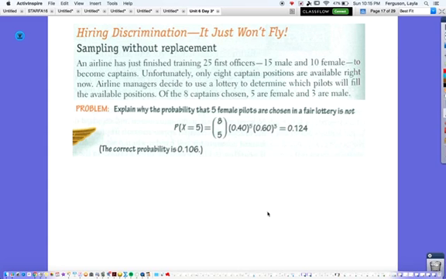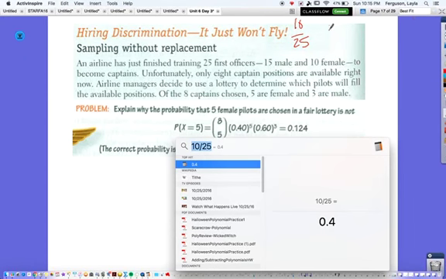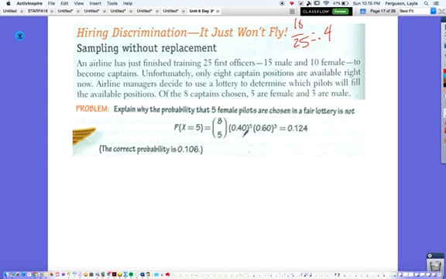Explain why the probability that 5 female pilots are chosen in a fair lottery is not the probability X equals 5, which is equal to 8 total. You're choosing 5. The probability that you choose a female, which is the success that we are looking for because we're talking about 5 female pilots, would be 10 out of 25, which is 0.40, so that's where the 0.40 comes from. To the 5th, because there are 5 females that we're talking about, which means that 60% would be left over, and there are 3 males that would make up that 60%, and that gives us 0.124.